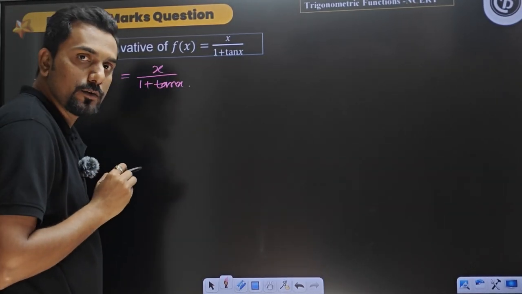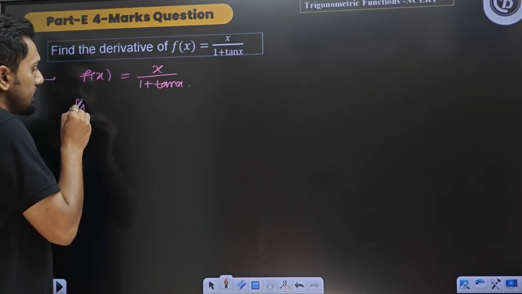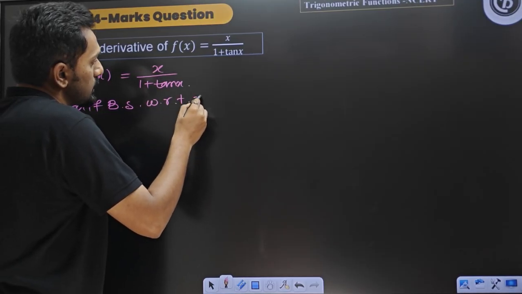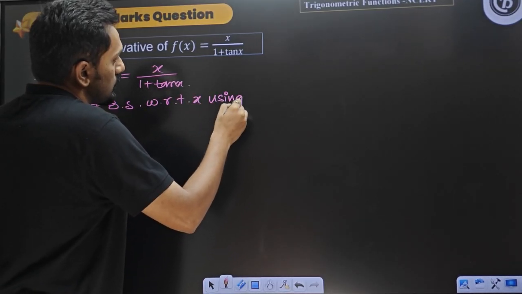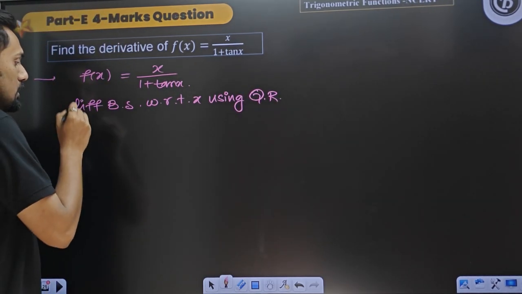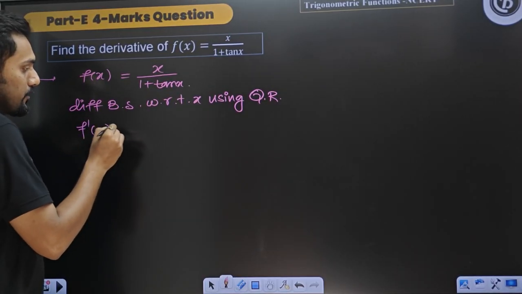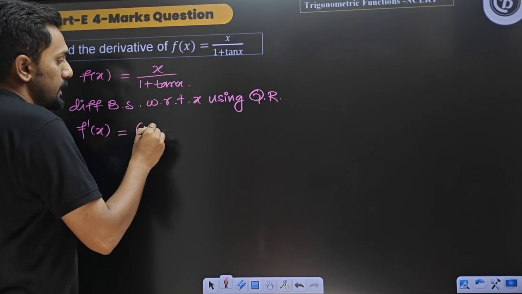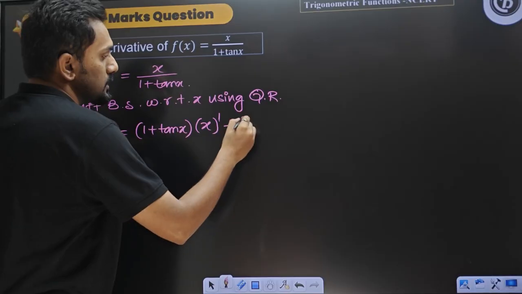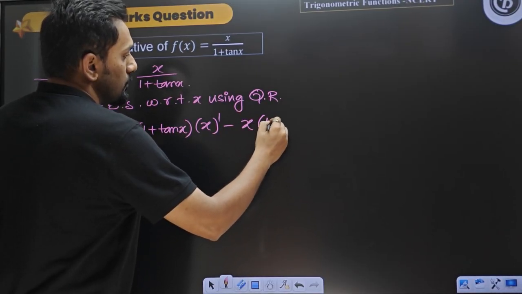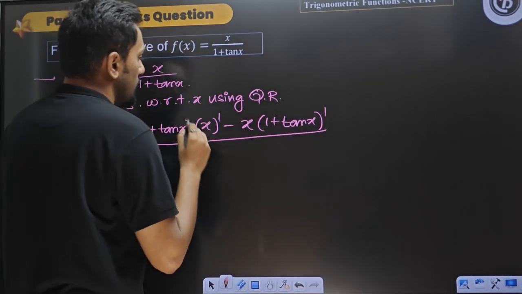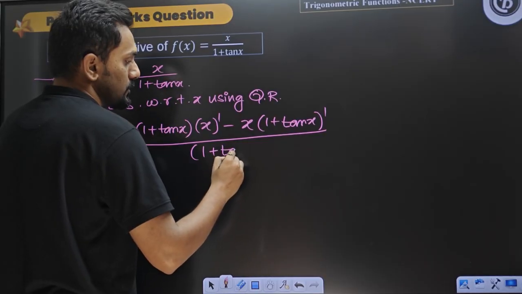In this case also we will use the quotient rule, differentiating both sides with respect to x using QR, that is quotient rule. Okay, so f dash of x becomes what? F dash of x is equal to denominator as it is, 1 plus tan x as it is, derivative of the numerator, minus numerator as it is into derivative of 1 plus tan x, that is derivative of the denominator, divided by square of the denominator, 1 plus tan x whole square.